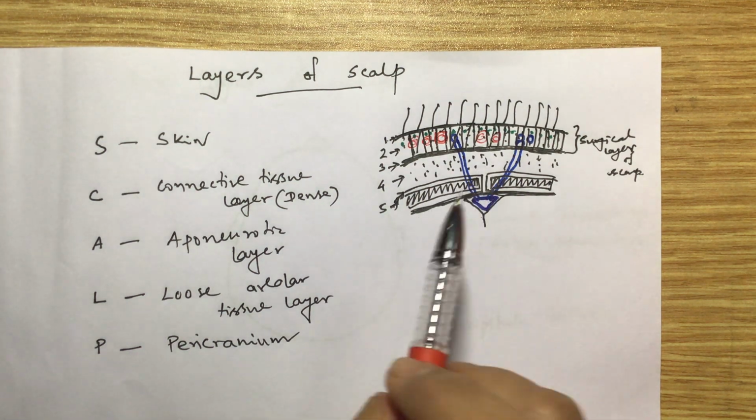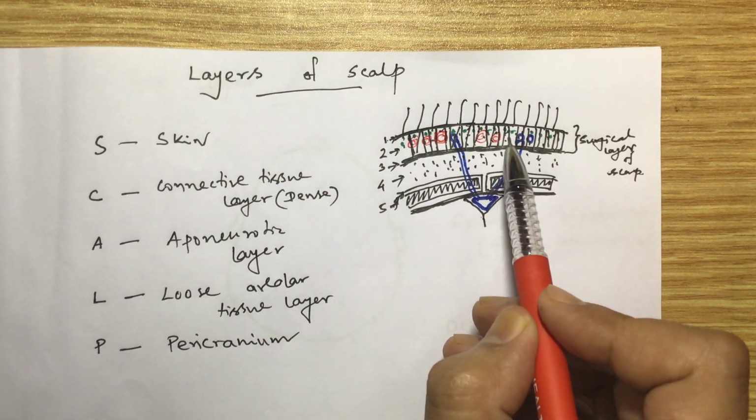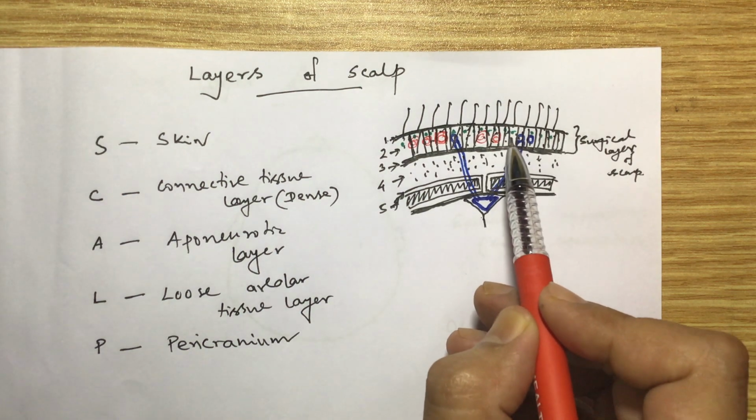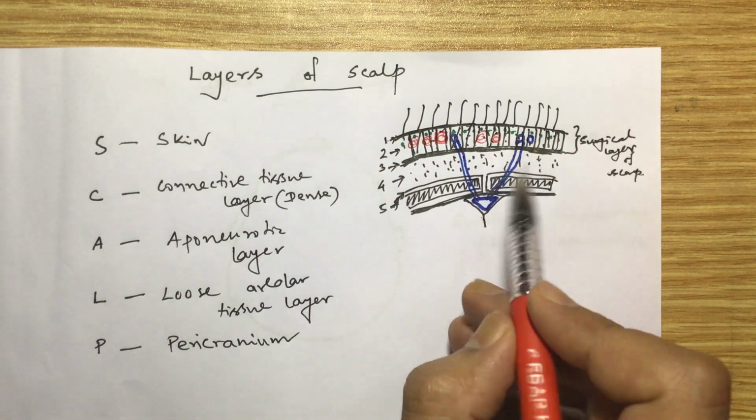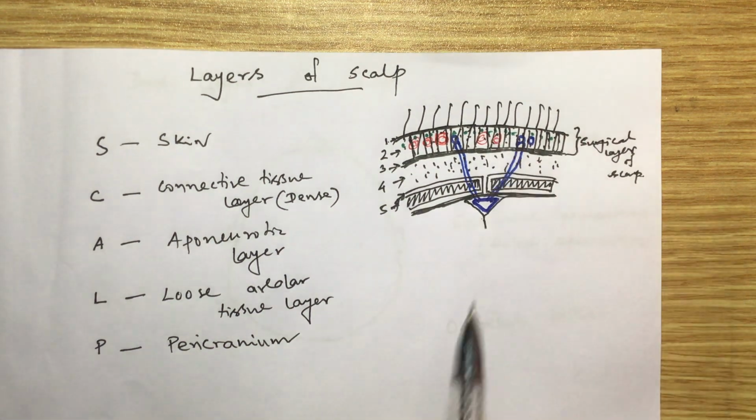Also, one of the important things is that even a small infection, a small collection of pus, can give rise to immense pain. Why? Because the nerves are there.